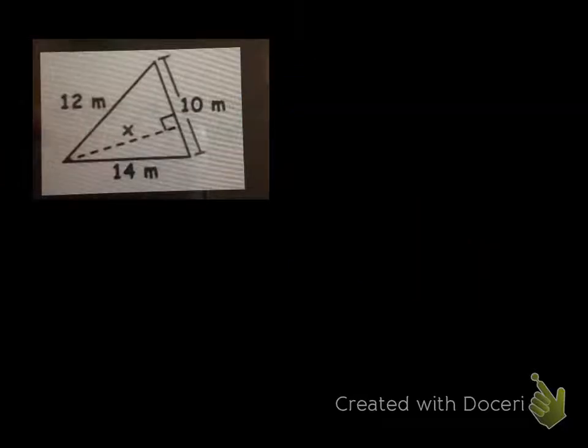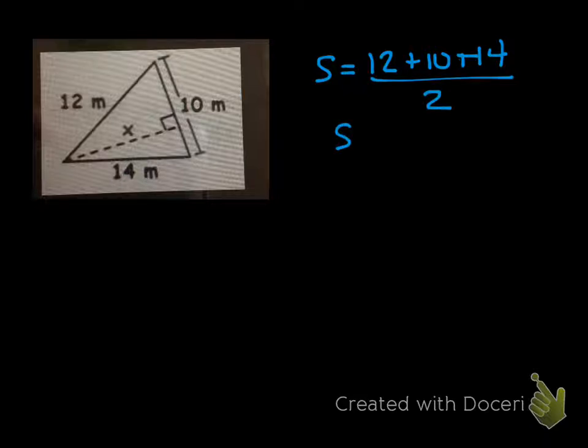Alright, so this one, we have a triangle, and if we're going to find the area of a triangle, remember we need the base, which is 10, and we also need the height, which is x. But we don't have any other information with which we can solve for x. So remember that crazy formula that we used, called Heron's formula. The first thing we're going to do is solve for the semi-perimeter, which is equal to the sum of the 3 sides divided by 2. So our semi-perimeter is 18.